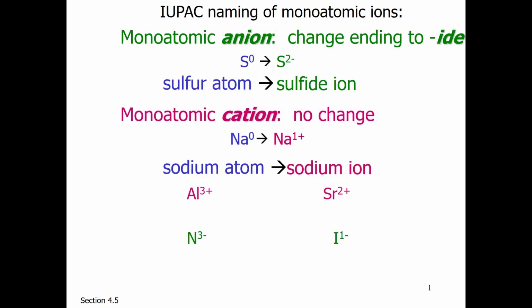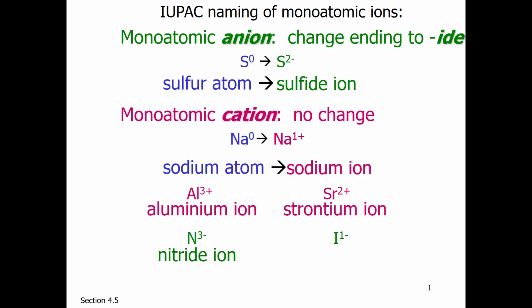So here are some examples. If we had aluminium 3+, that would just be aluminium ion. If we had strontium 2+, that would simply be strontium ion. Nitrogen 3- becomes the nitride ion. And iodine 1- becomes the iodide ion.